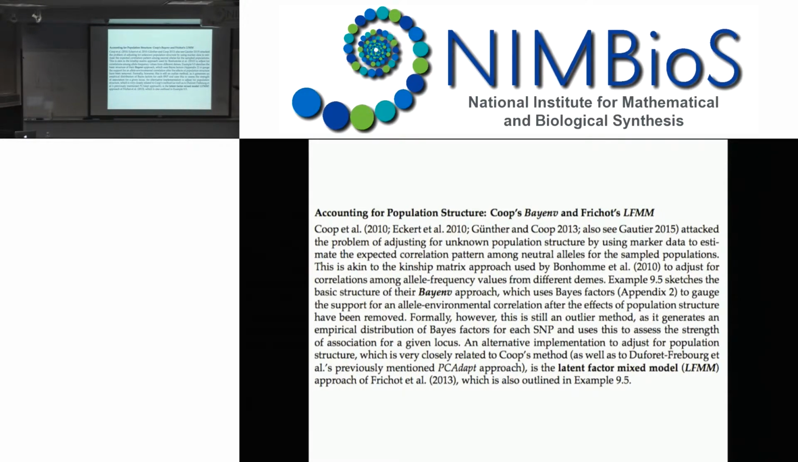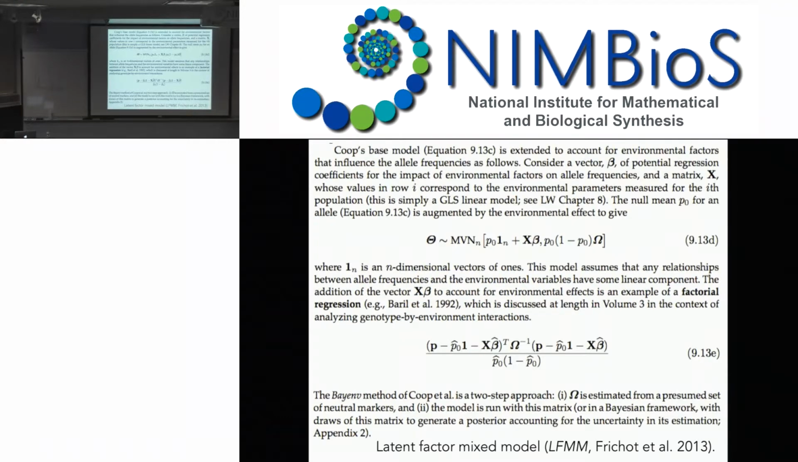So two of the most popular ones here are Coop's BayEnv, for Bayes environment, and the latent factor mixed model. And basically these do the same thing. They just construct that covariance matrix in a little bit different way. A latent factor basically says that when I construct that covariance matrix, I do it one PC at a time, one principal component, and when I get to a certain number, I stop, whereas Coop constructs the whole thing directly, and there's back and forth about which one is better. The bottom line is they both kind of basically do the same thing.